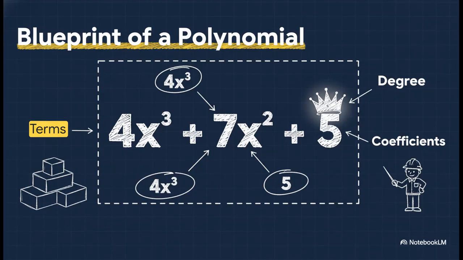Okay, now let's look at the anatomy, the blueprint of a polynomial. Every piece has a name. The individual chunks that you add together are called terms. The numbers out in front of the variables, those are your coefficients. And probably the most important part for us is the degree. That's just the biggest power you see anywhere in the expression.